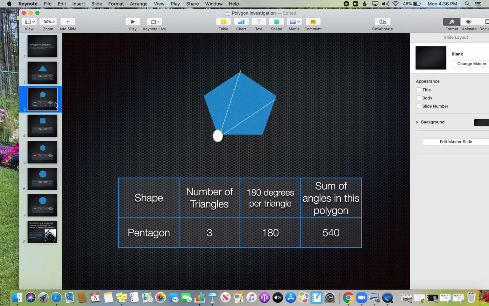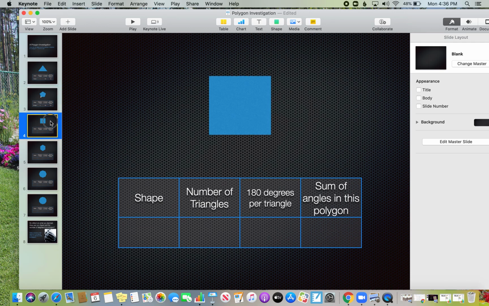So what you're going to do in the rest of this investigation is investigate these other shapes, just like I did, either using the drawing tool on your iPad or drawing the lines like I did. You're going to start at one vertex and draw lines to see how many triangles each of these shapes can be divided into. We know that there's 180 degrees in every triangle. So what does that tell us about the sum of the angles in this particular polygon? And you're going to do that for all of these others.